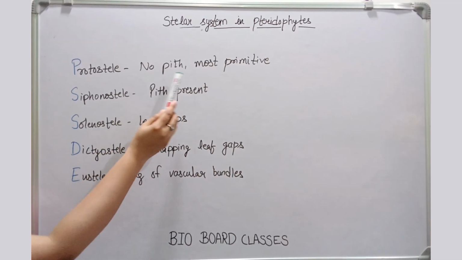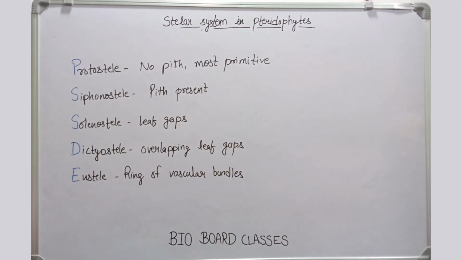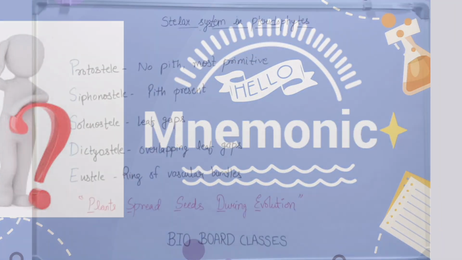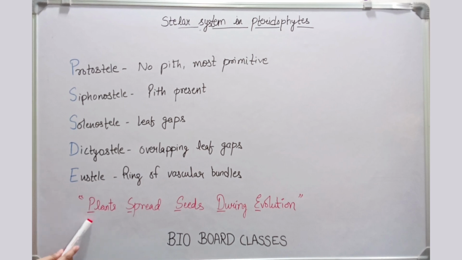Let's quickly summarize. Protostele has no pith and it is most primitive. Siphonostele, pith is present. Solenostele, leaf gaps are present but they are not overlapping. In Dictyostele, leaf gaps are overlapping, and Eustele, a ring of vascular bundles is present. Now let's take a look at a trick to remember this order. We can remember the order by this particular mnemonic, which is: plants spread seeds during evolution.